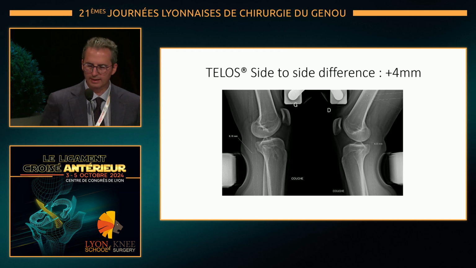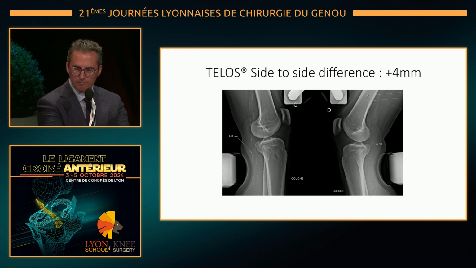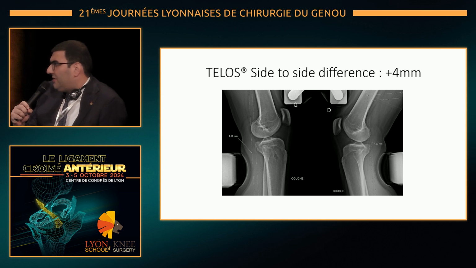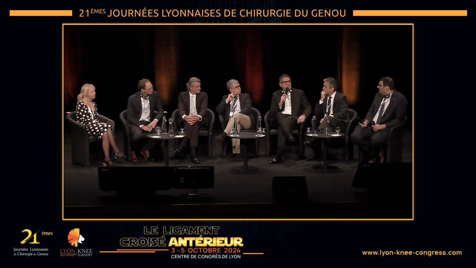So this is laxity, Telos side-to-side difference. It's not so big. You have 4 millimeter on right side and 8 millimeter on left side. So plus 4 millimeter. Does everybody use something to assess the laxity? Camillo, what kind of device do you use? I use the Lachimeter to check. I always check the side-to-side difference. This is what I do. How does it influence your decision making?